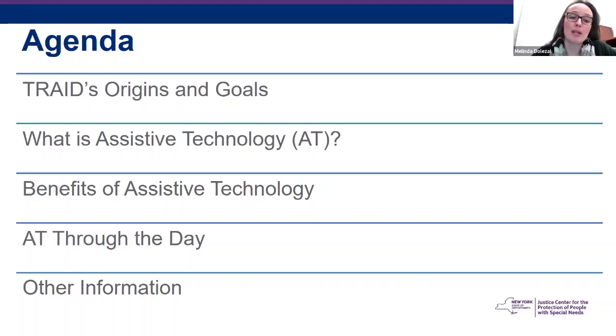We'll also be talking about the benefits of assistive technology. There's a lot that is updated constantly in the AT world. We've come a long way in the last, even a couple of years, as far as what is available, going from high tech to low tech, everything in between. And then we'll go through, starting at when a person wakes up all the way to when they go to bed at night, some examples of some assistive technology that you may be aware of or you may not be.